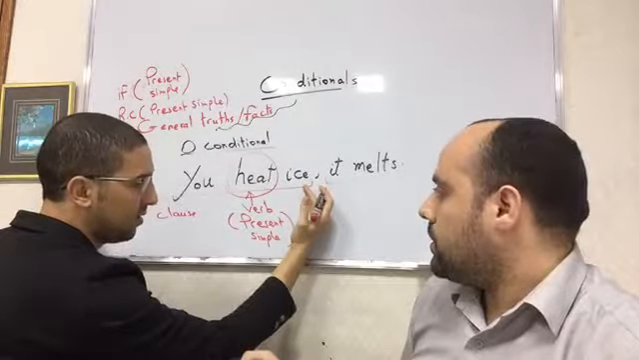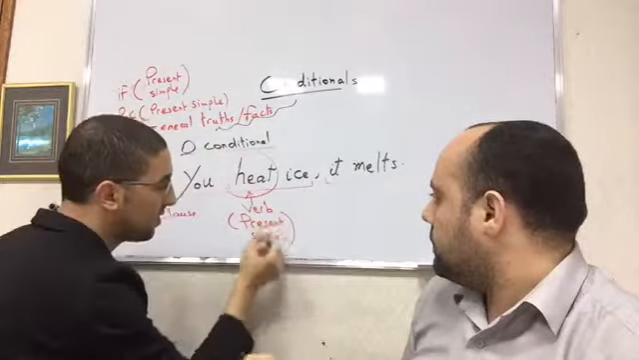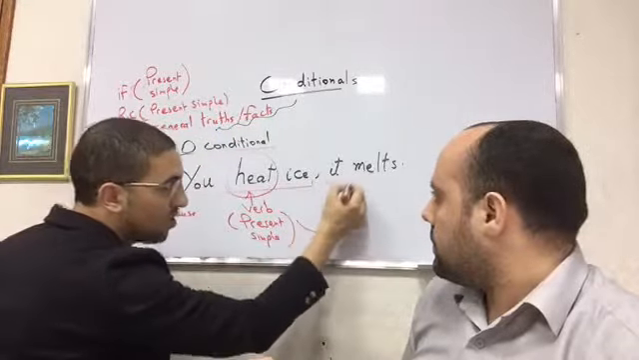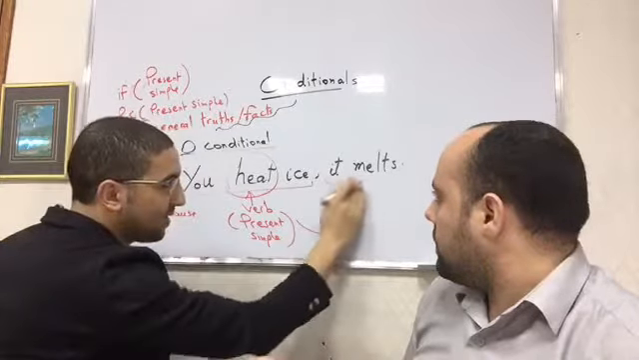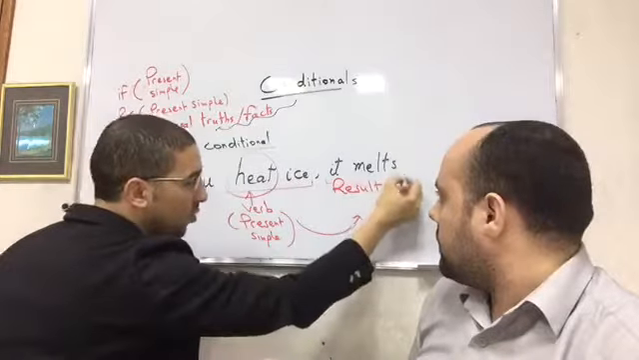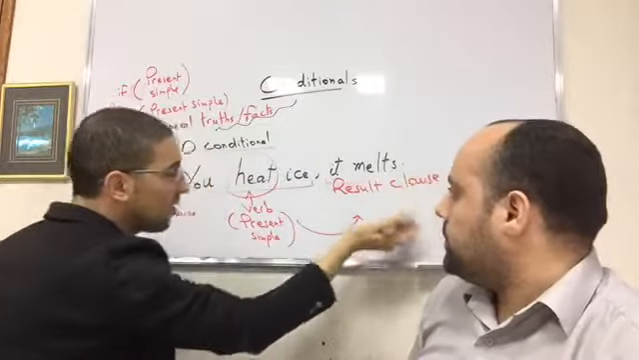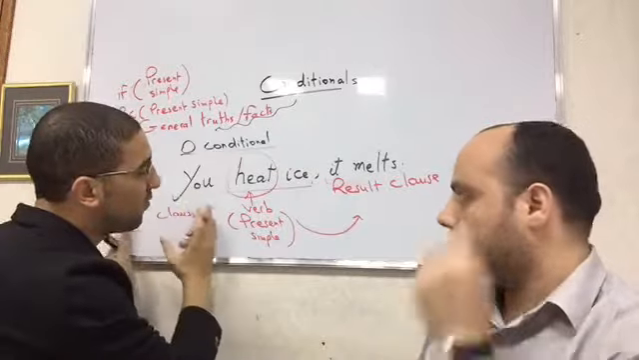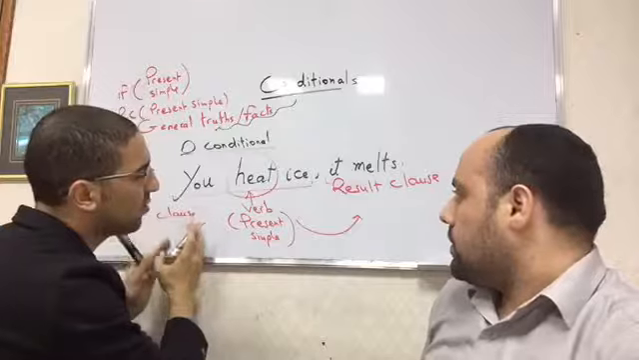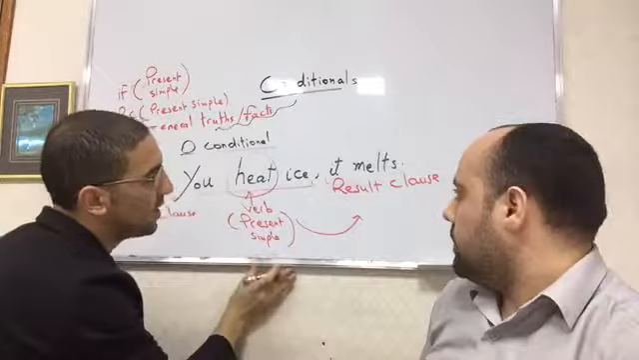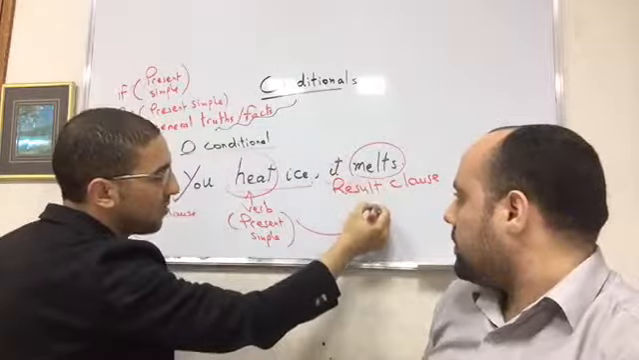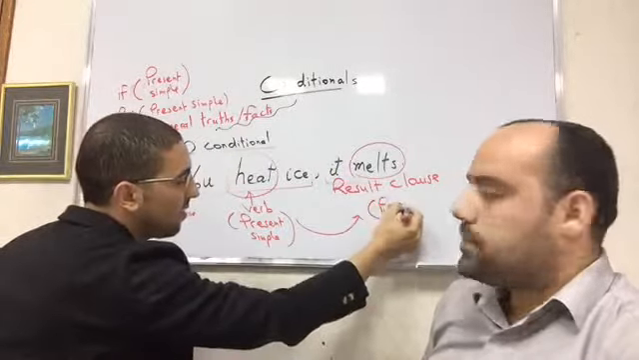This is a fact. And this is the result. This is the result of this condition. It is called the result clause. And the result clause, of course, answers this: if you fulfill this condition, if you heat ice, if you put it on fire, if you expose it to fire, what happens? It melts. So we use the present simple here as well.